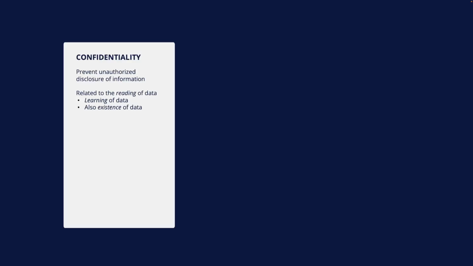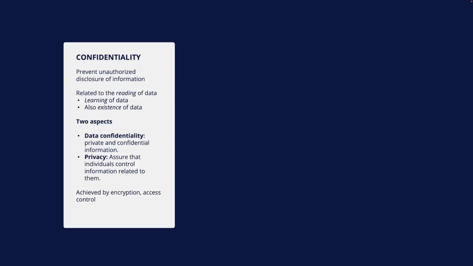We can go even further and also include the existence of data here. Sometimes you may want to hide the fact that data even exists, a goal that is also covered by confidentiality. There are two different aspects of confidentiality that are sometimes used. The first is data confidentiality, which covers private and confidential information, and the other is privacy, which instead is the assurance that individuals can control information that is related to them. We can also state privacy as the goal of keeping information confidential that is personally identifiable or that may cause harm or embarrassment to someone if revealed. Confidentiality can be achieved by encryption of data or through access control of data.